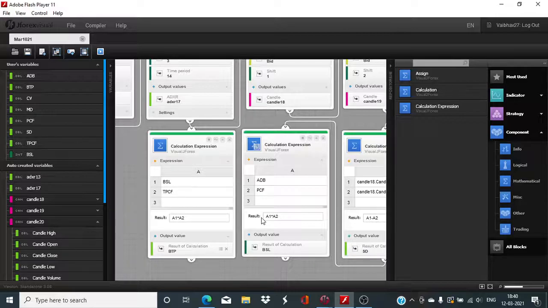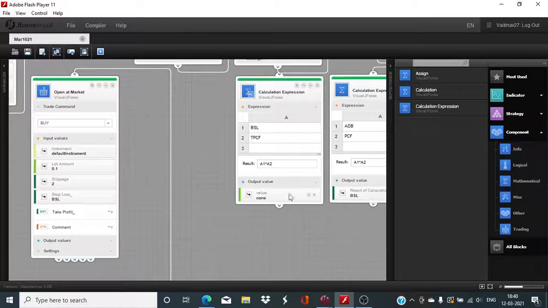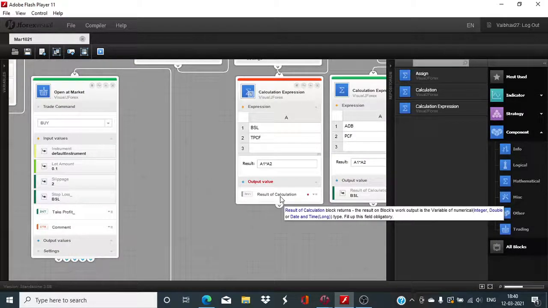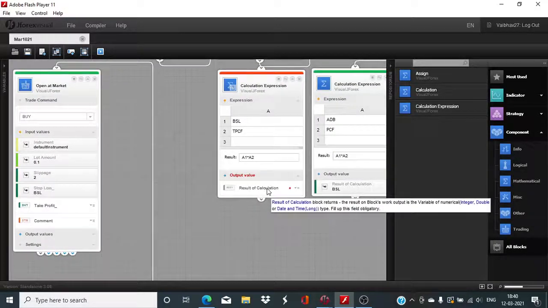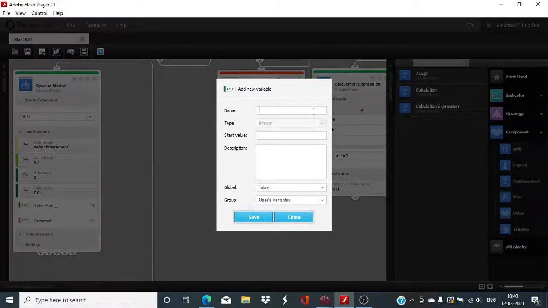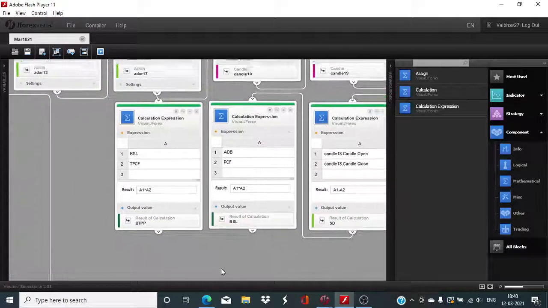now these conditions, these newly created variables. I think here I have made a mistake. This variable needs to be of integer data type, so I will create the integer data type variable here. Okay, buy side take profit, and now I think yes, it is all right now.